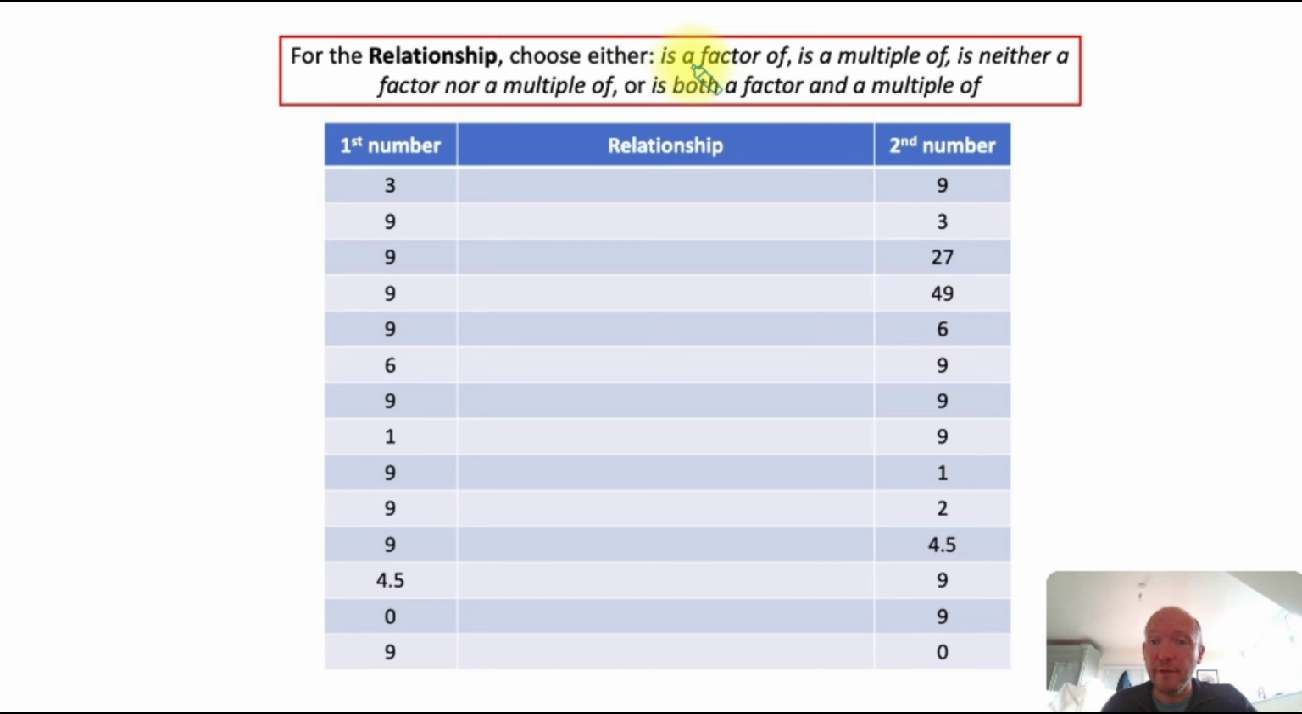So you've got 4 possible definitions, or relationships, sorry. "Is a factor of" is one, "is a multiple of" is another, "is neither a factor nor a multiple of" is the third, and "is both a factor and a multiple of" is the fourth. So the idea here is you're going to write down in this column which of those 4 relationships is correct. I'm going to do the first couple of questions, then I'll stop.